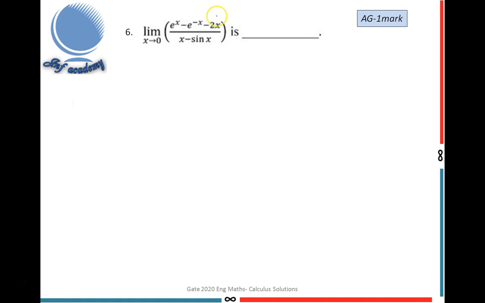The next problem is limit x tends to 0, some function is given. We have to find the value of the limit. This question is from the AG department. It has 1 mark. First I substitute the value x at 0. We get e power 0 minus e power 0, that is 1 minus 1, divided by 0 minus sine 0, which is 0. So finally I got 0 by 0.